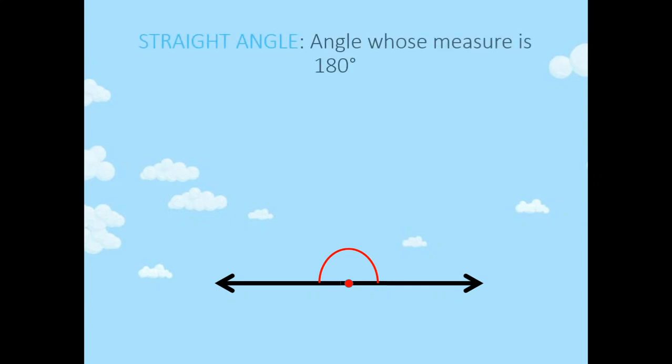Children, in this you can see that both the arms are going in different directions, but they are meeting at a point and forming a straight line. As they are forming a straight line, it is called straight angle and its measure is 180 degrees.